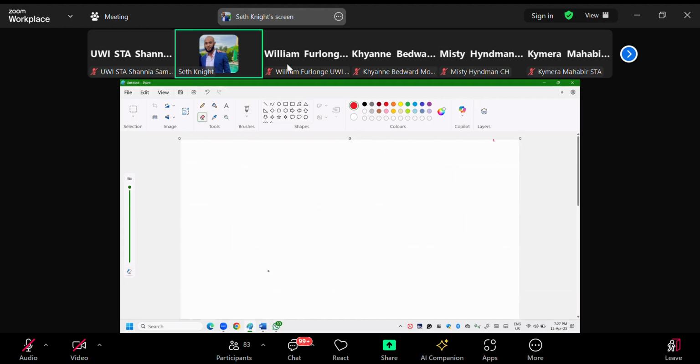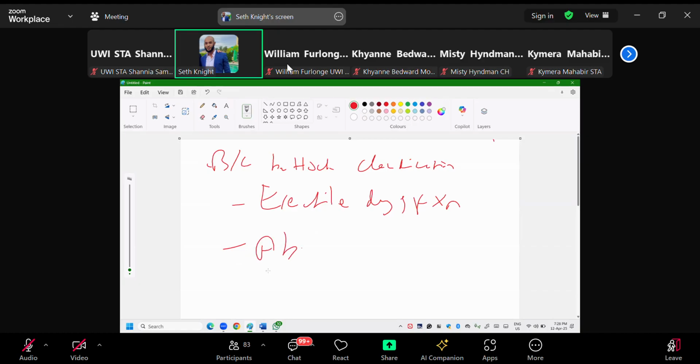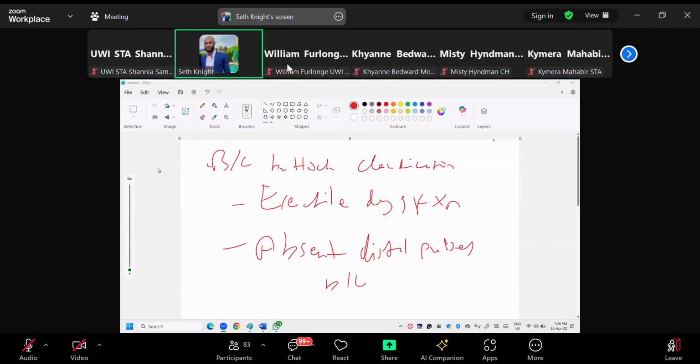Can anyone tell me what this triad is? This patient has bilateral buttock claudication with erectile dysfunction as well as reduced distal pulses bilaterally as well. Good. Fantastic. Excellent. So you all know about Leriche syndrome. And where's the level of occlusion in Leriche syndrome?